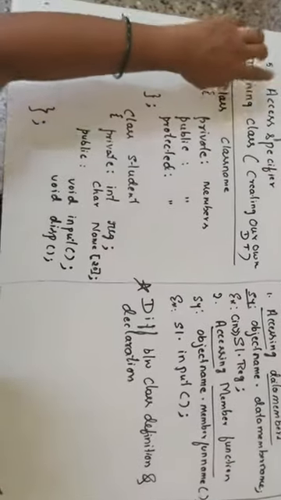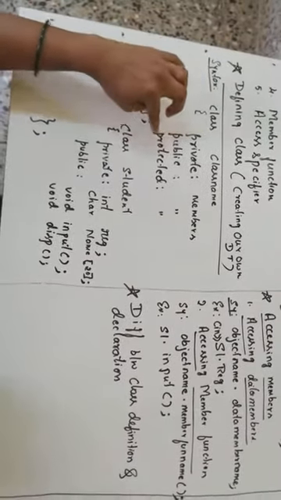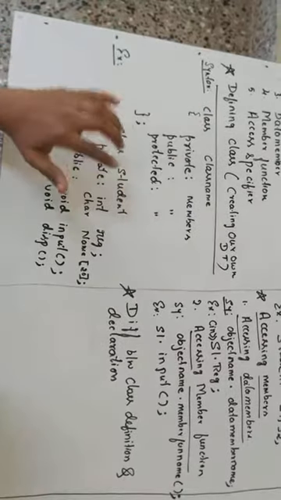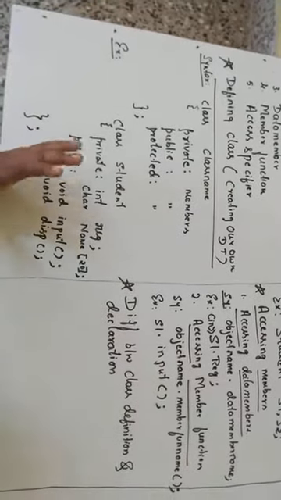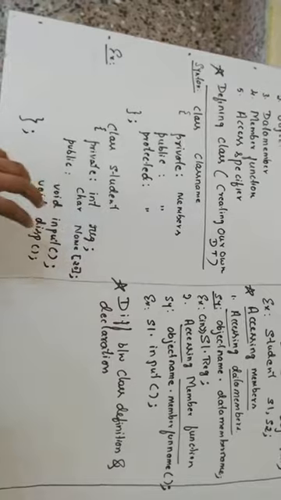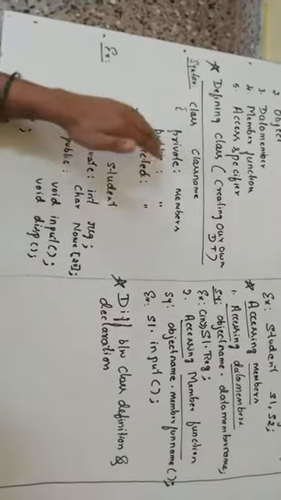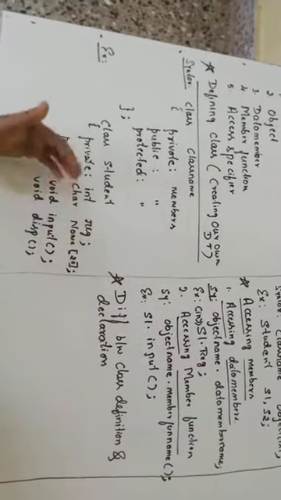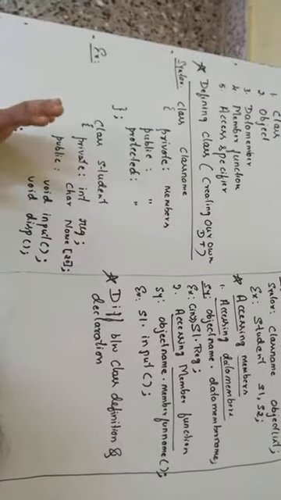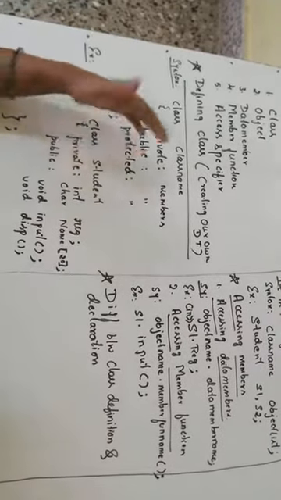Let us know the features of access specifiers: private, public and protected. Private members cannot be accessed outside the class. They are accessed only through the member function of that class. And public members can be accessed both inside and outside the class. And protected is the same as private.